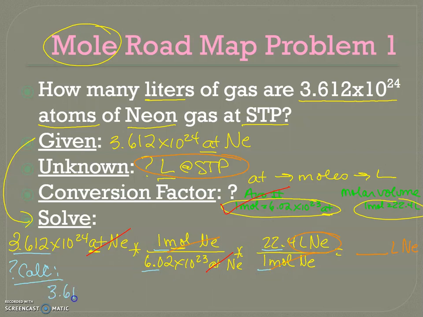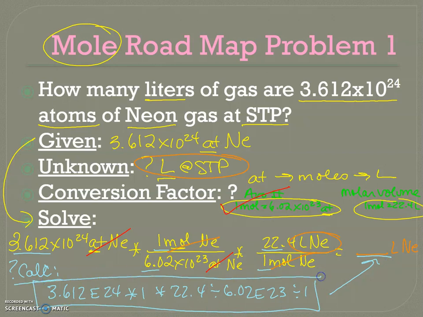So that's 3.612 E24 times 1 times 22.4 divided by 6.02 E23 divided by 1. And that's your answer. So go get your calculator. Make sure you plug this in and you practice. Watching me do it is not the same as you learning how to do it on your own. 3.612 E24 times 1 times 22.4 divided by 6.02 times 10 to the 23rd, or E23, divided by 1. Okay, so what do we get for our answer?